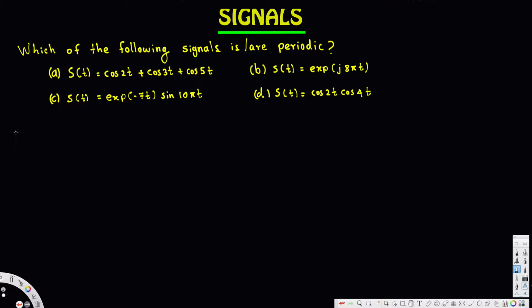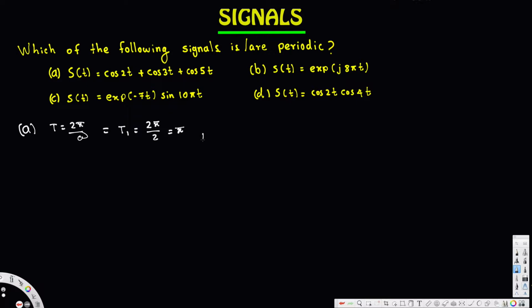Let's go for A. Option A says s of t is equal to cos 2t plus cos 3t plus cos 5t, and we know that period is equal to 2π over omega. If you look at the first one, cos 2t, let's say this is T1, this is actually cos omega t. Omega is 2, so 2π over 2 gives us π. So this is our T1.